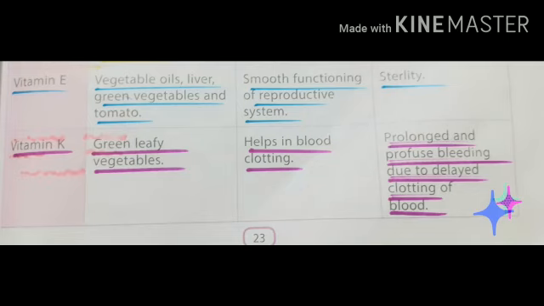Here, last vitamin is vitamin K. Its sources are green leafy vegetables like spinach, and it is helpful in the clotting of blood. Whenever we get an injury, the clotting of blood is done with the help of this vitamin. If this vitamin is not taken in appropriate amount, then profuse and prolonged bleeding is there from the injury.